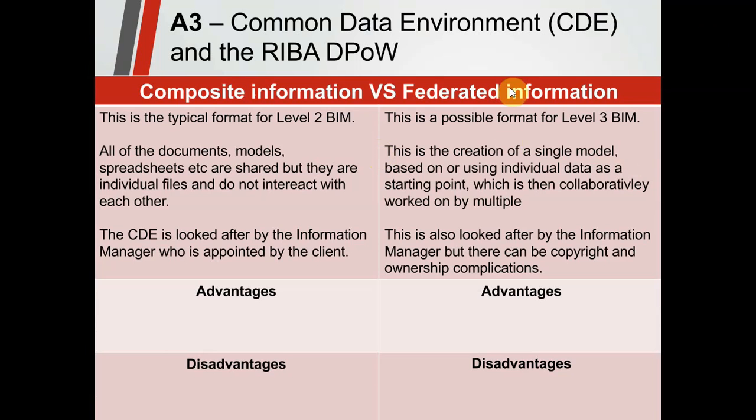Your federated information then, this is a possible format for level 3. Some places will say it's not really full level 3, but it's probably the version of level 3 that most places are capable of doing now. It's the creation of a single model, which might be based on individual data as a starting point, but it's one model which is then collaboratively worked on by multiple people. So it's one model, linked spreadsheet, linked Gantt chart, everything like that. And when someone makes a change on it, it's making changes elsewhere.